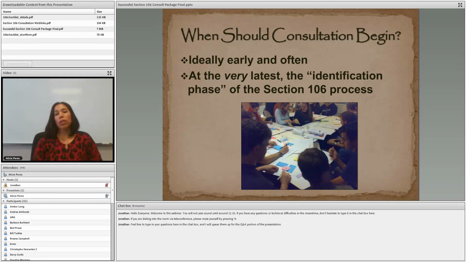So when should consultation begin? Ideally early and often throughout the Section 106 process. At the very latest, the identification phase, basically because this is when other parties can help the agency to identify historic properties and also initiate discussion of avoidance measures and/or resolution of adverse effects.